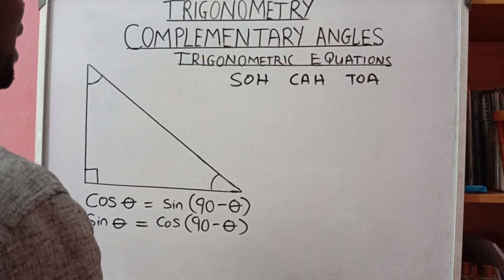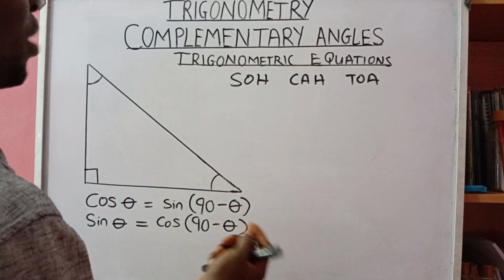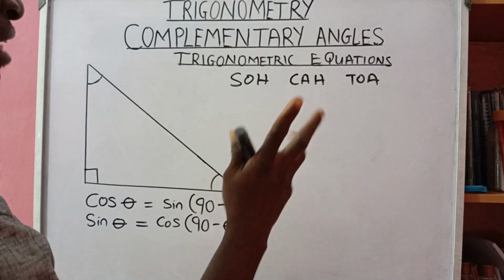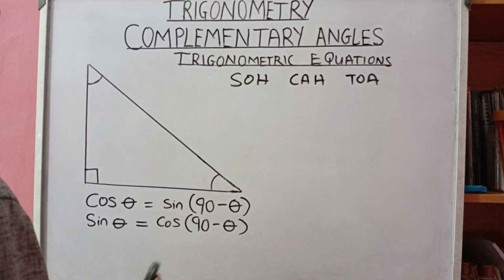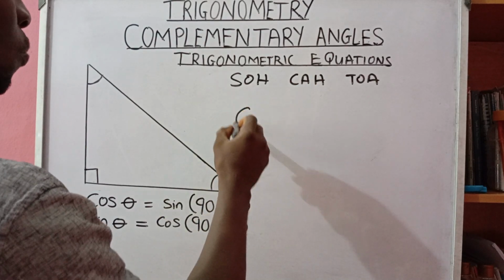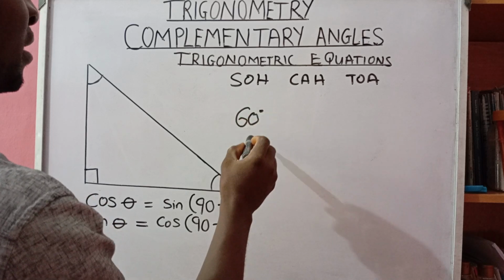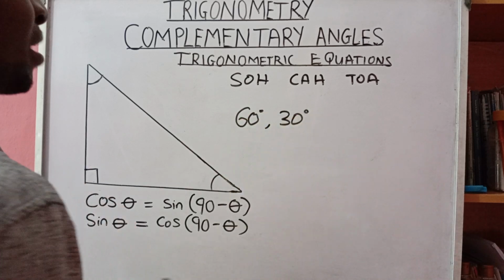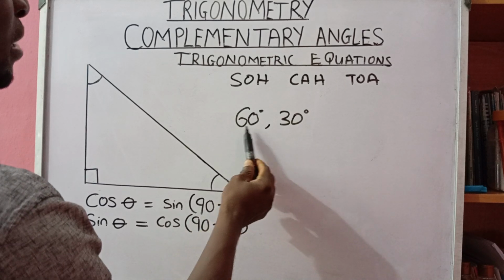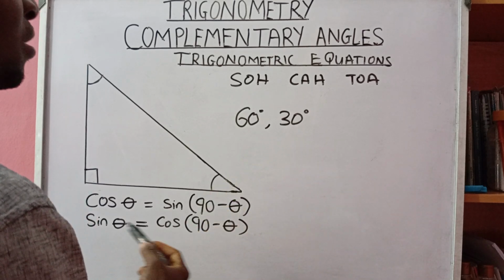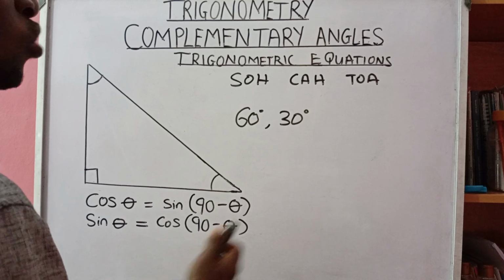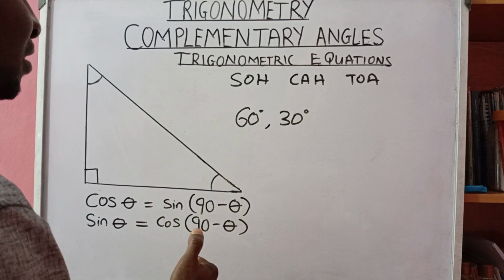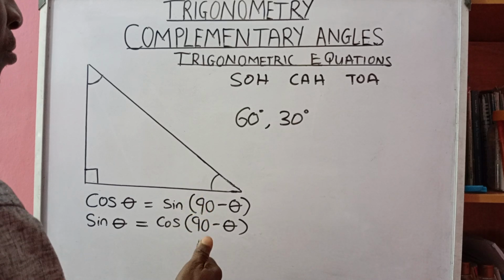What is a complementary angle or complementary angles? Complementary angles are these two angles that add up to 90 degrees. For example, if I asked, what is the complement of 60 degrees? The complement of 60 degrees is 30 degrees. Why do I say so? Because when you say 60 plus 30, that will give us 90 degrees. So the two angles that add up together to produce 90 degrees is known as complementary angles.